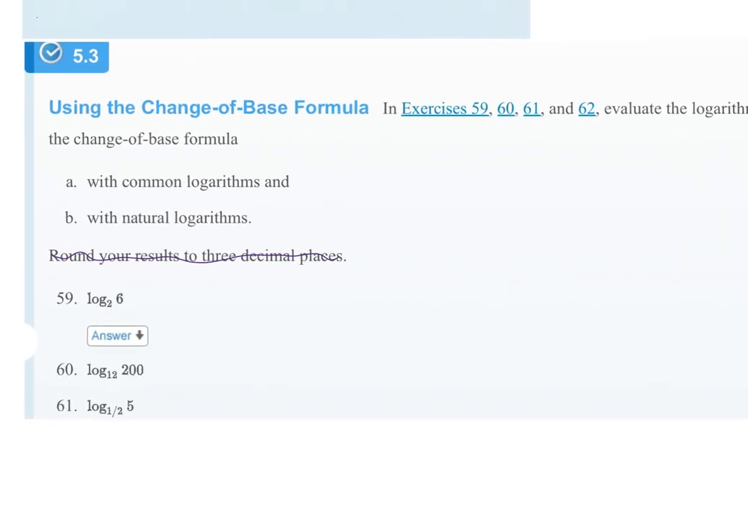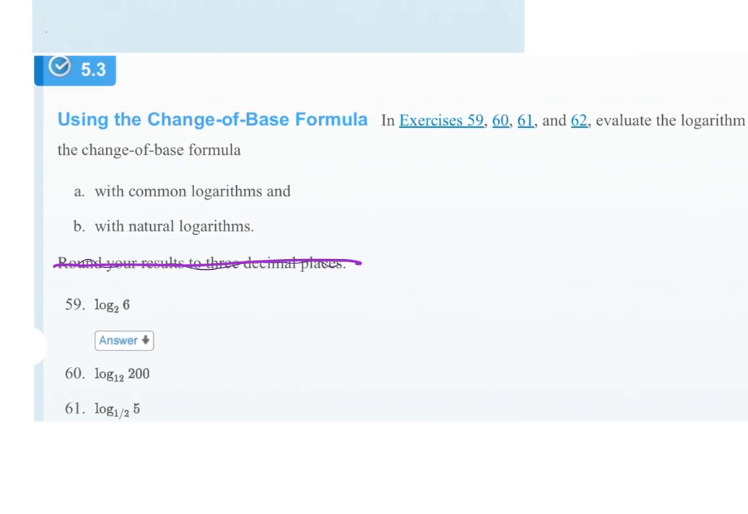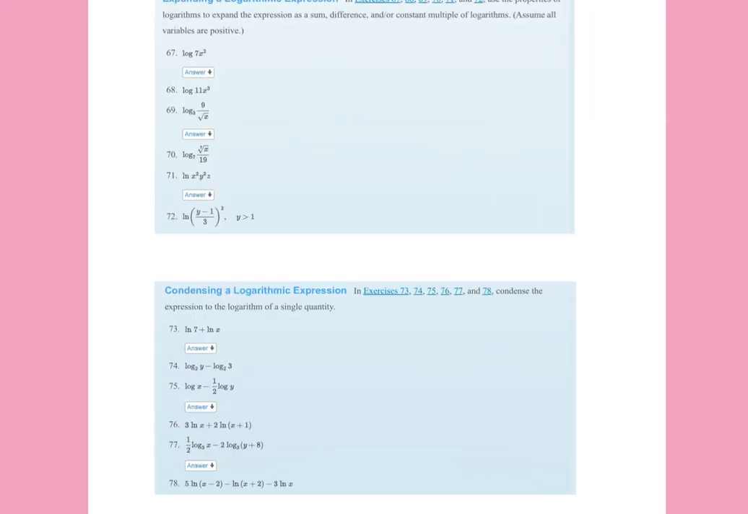5.3 is rewriting it in terms of a common log or natural log. It said round your answers to 3 decimal places, but you're not going to have your calculator on your test, so you're not going to do that part. You're just going to set up your ln over ln or log over log. And then it continues on the end.